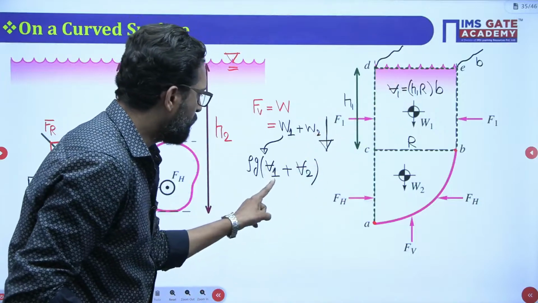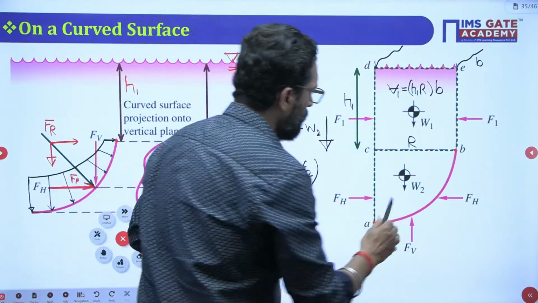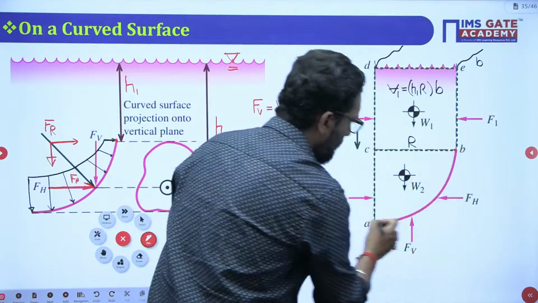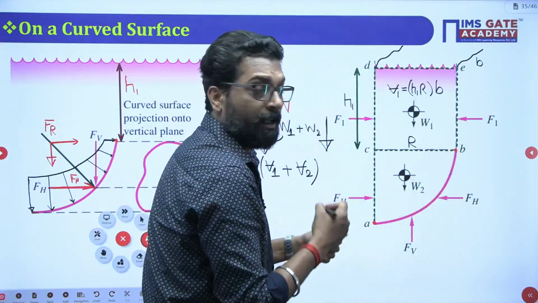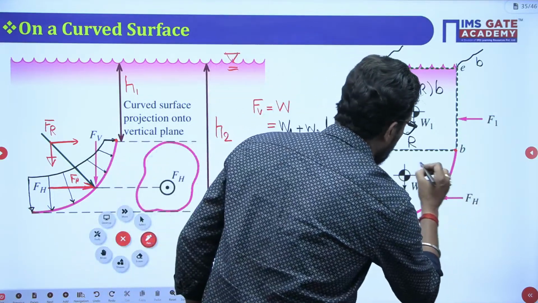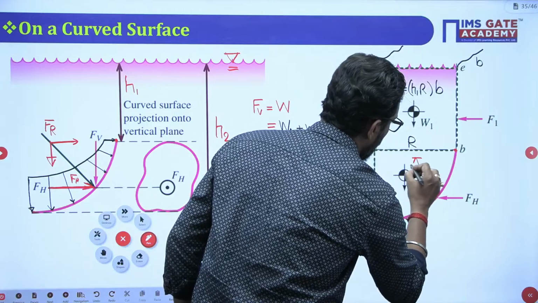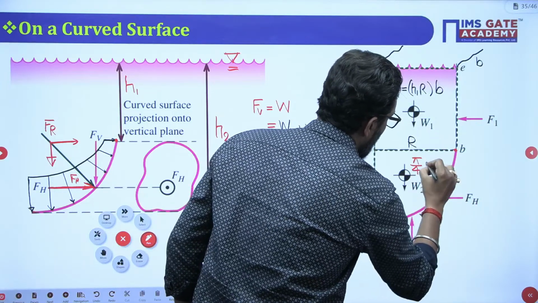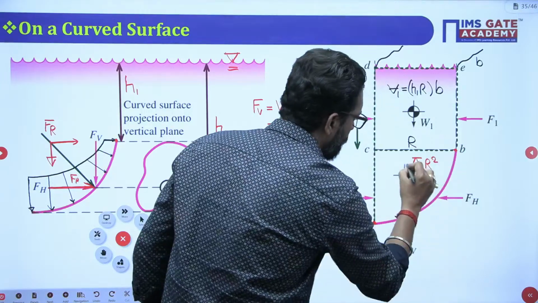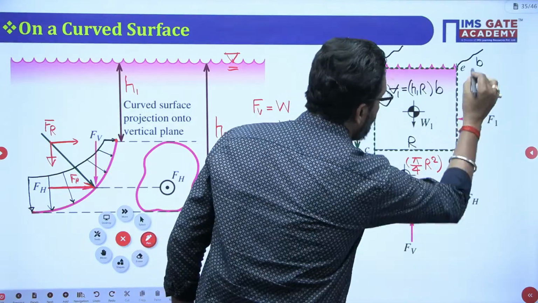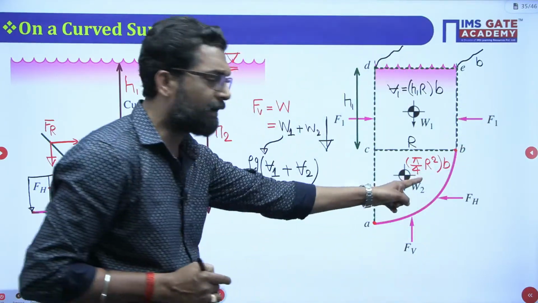So if you put this value here, now what is the volume of V2? V2 is a quarter circle. So what is the area of this quarter circle? First calculate the area, pi by 4 R square. This is your area of the quarter circle, multiply with the B. So this is your volume of this quarter circle.